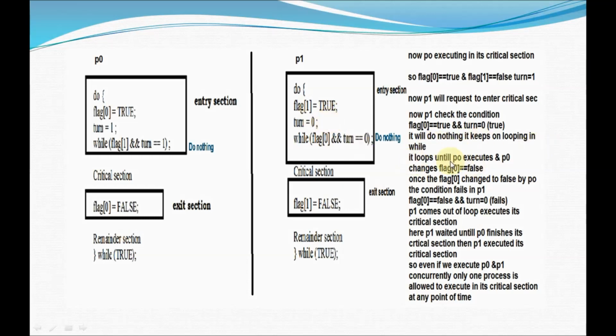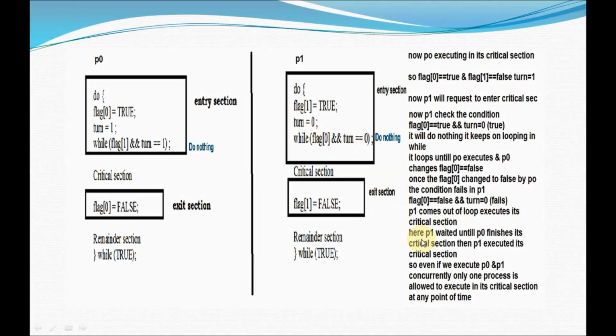The condition is true. What does it mean? P1 enters the while loop. It loops in the while loop until P0 completes its execution. Once P0 completes its execution, it will change flag 0 to false. Earlier flag 0 was true, right? Now P0 has changed it to false. Once that value is changed to false, this condition fails. So P1 comes out of the loop and executes in its critical section.